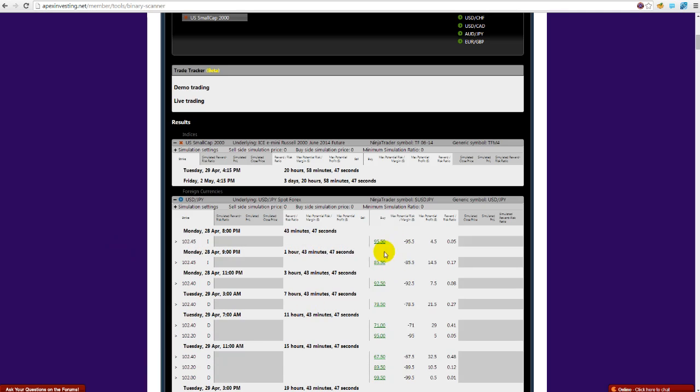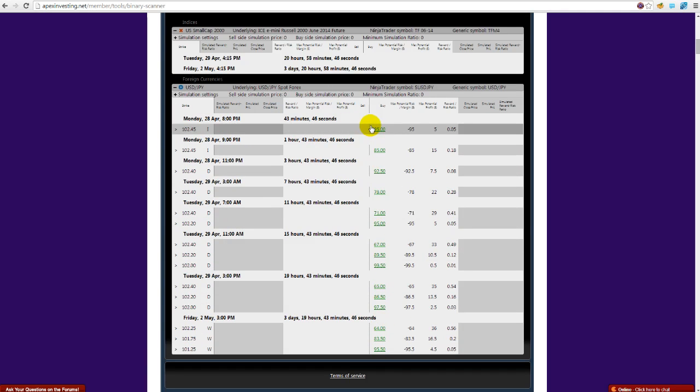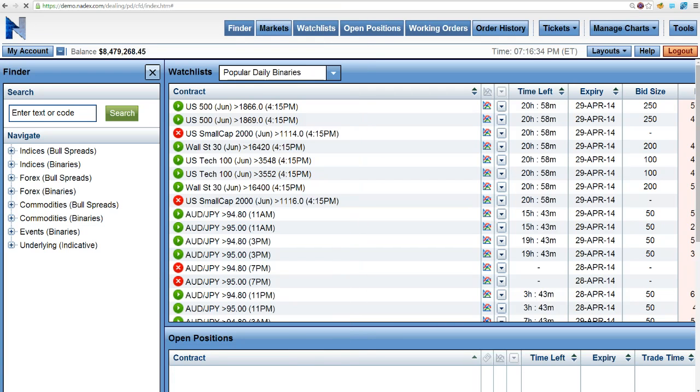Well, I click that right there, and now I can see all the contracts that are in the money over the next, in this case, 3 days. And it's just a few that actually qualify, that meet all those requirements that I want. Buy side, in the money, and it really narrows it down versus going over to the platform.